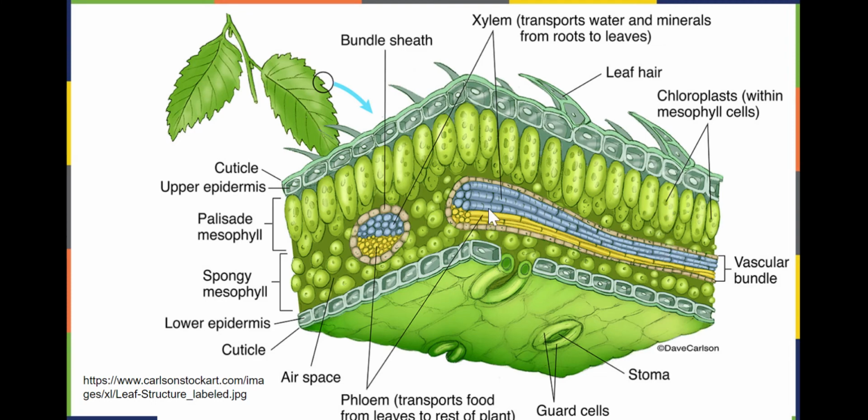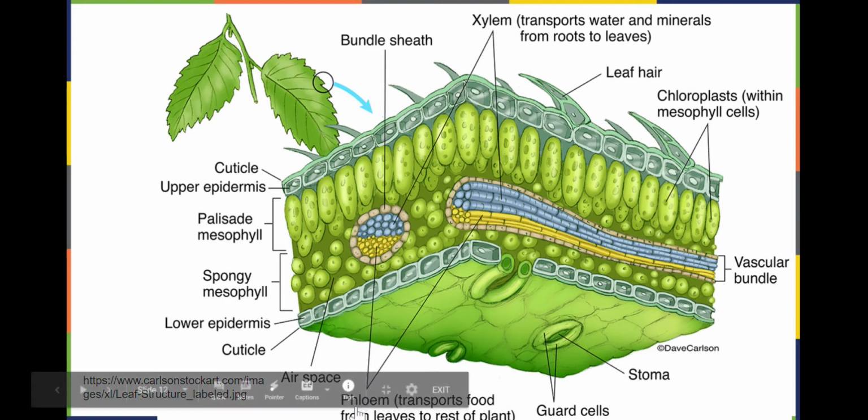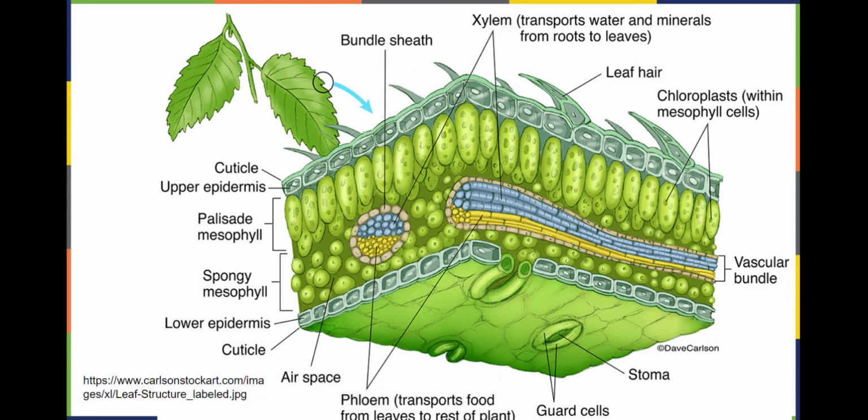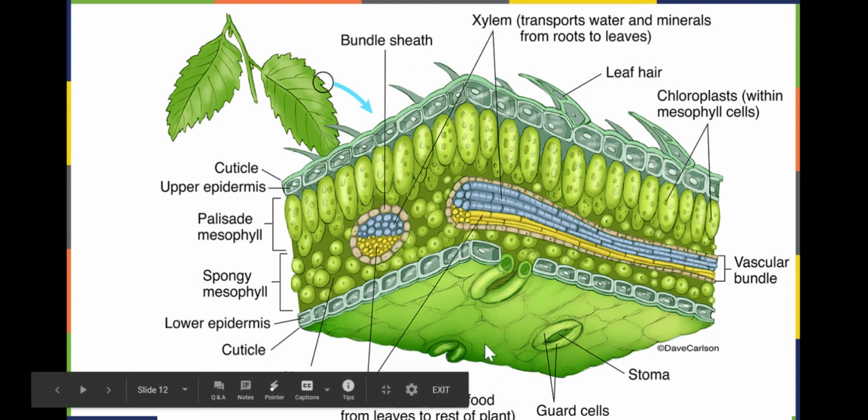And so the xylem bring water from the roots up to the leaves, and the phloem are also capable of bringing back to the rest of the cells all of the glucose that's provided by the photosynthesis.